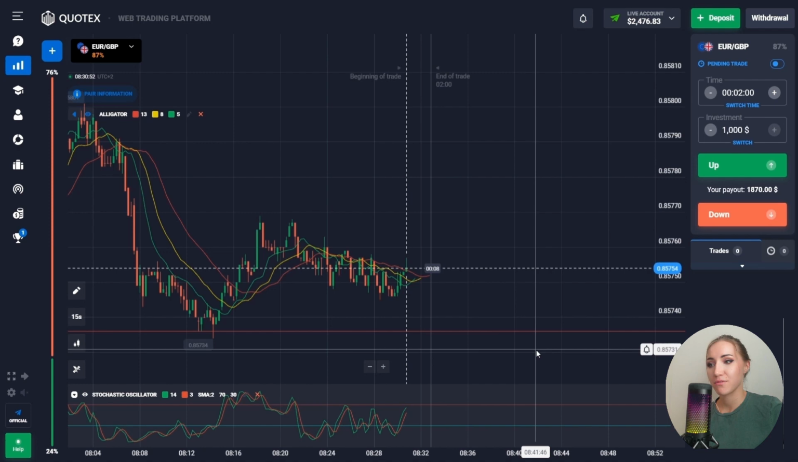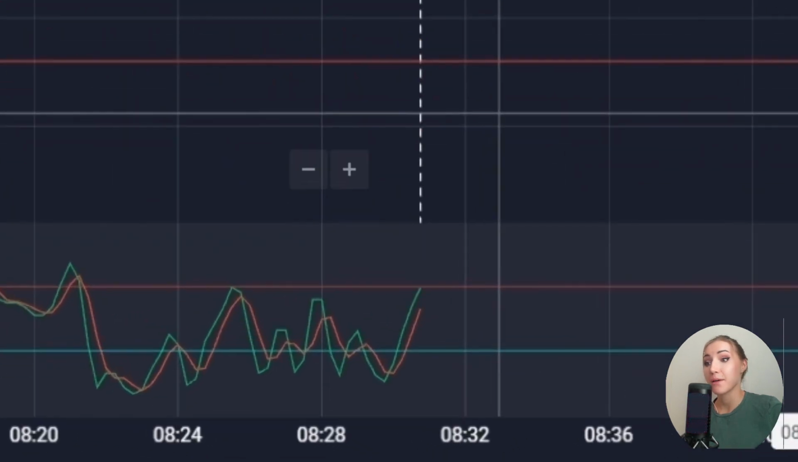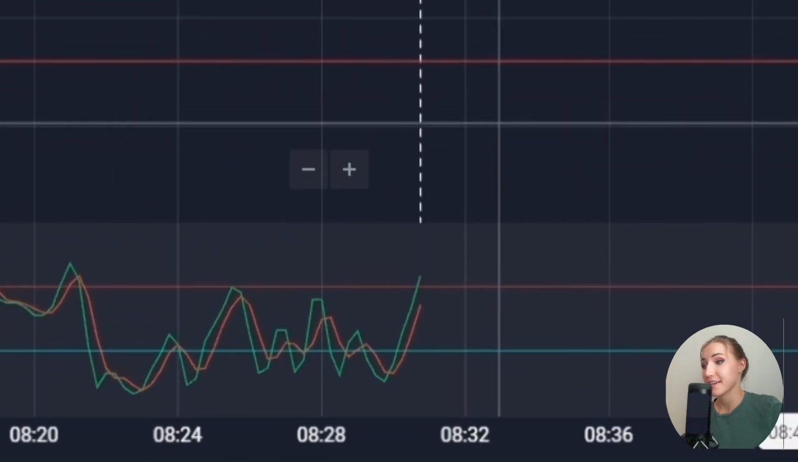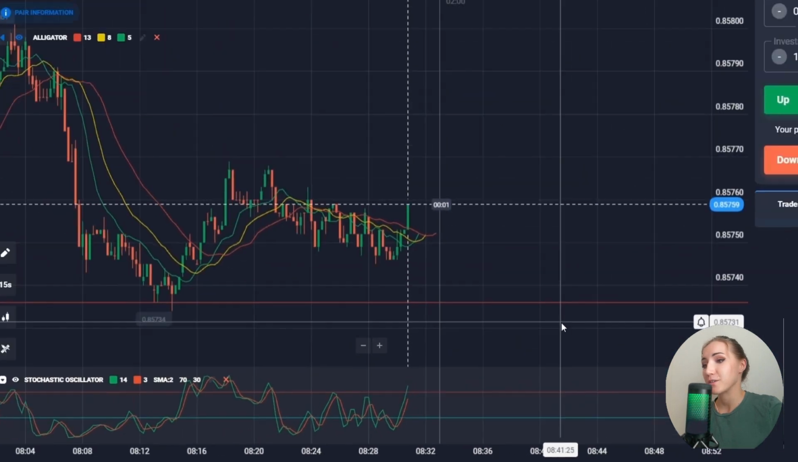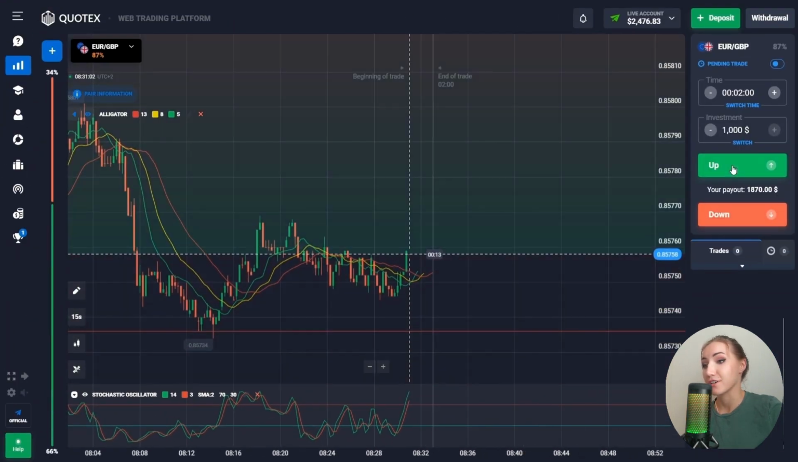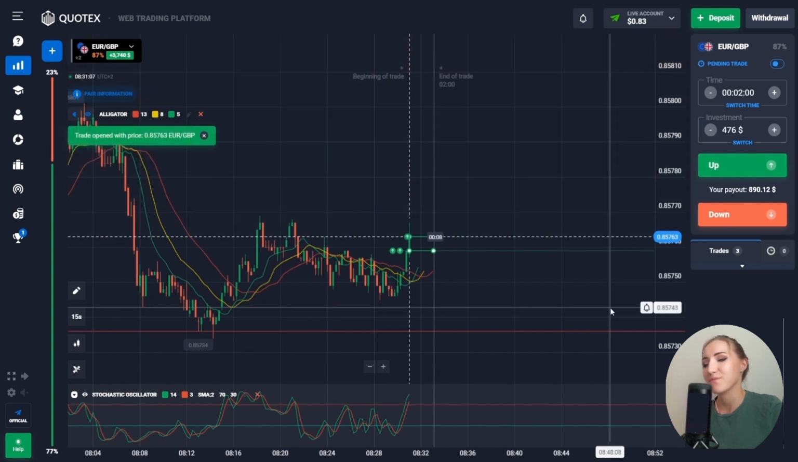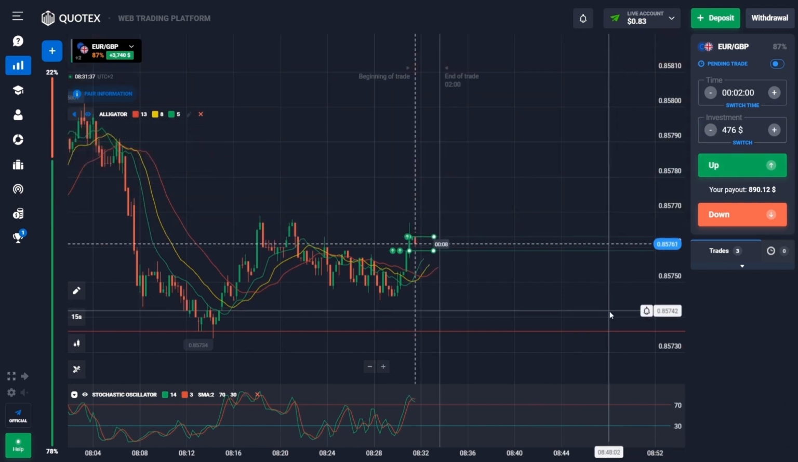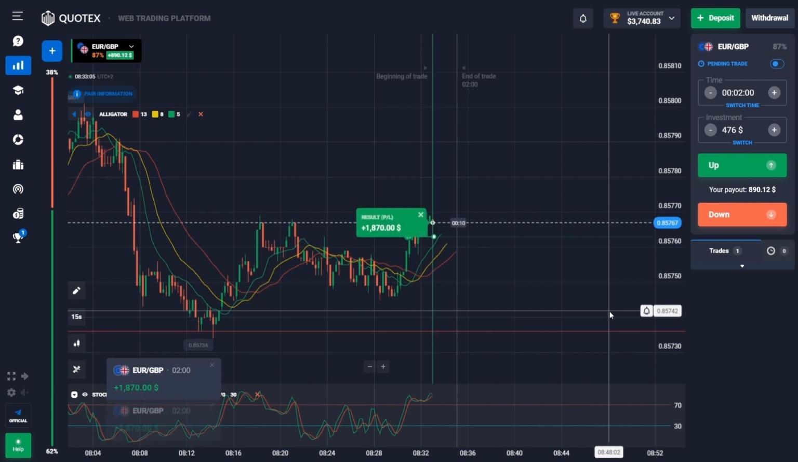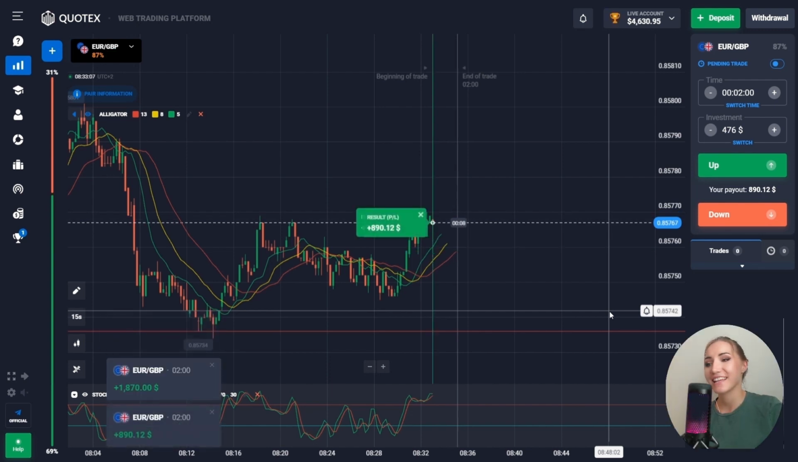So here you can see the moving averages of oscillator gone above the 30 level and the intersection as well. So I have waited for alligator green moving average crossing the other moving averages, and then I can open a trade up for 2 minutes. Well, everything successful and again got my profit.